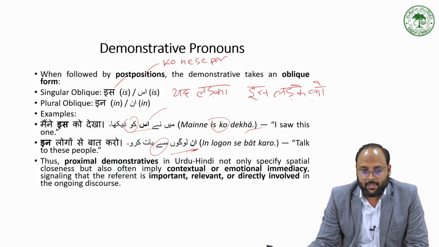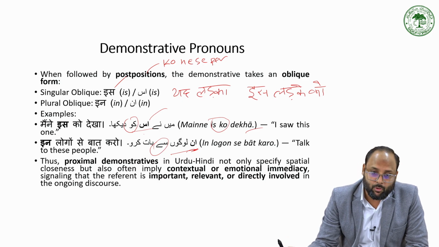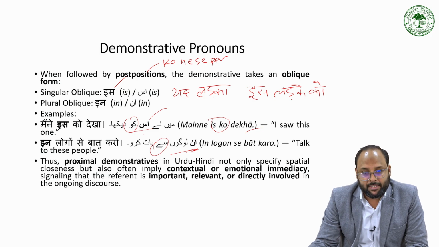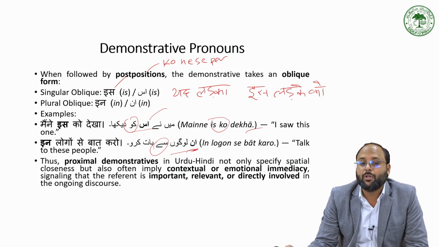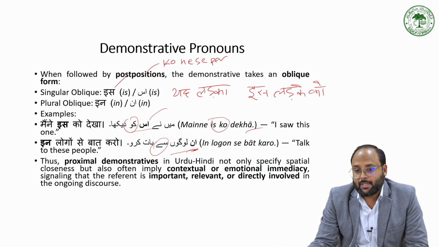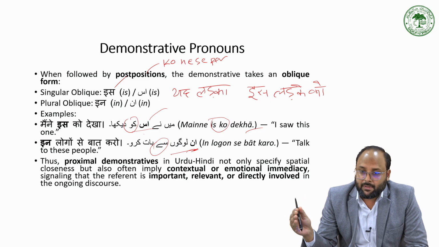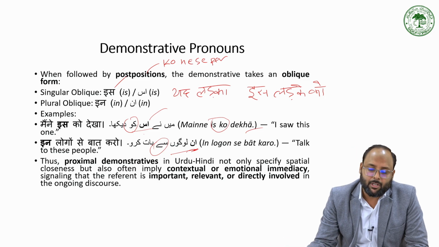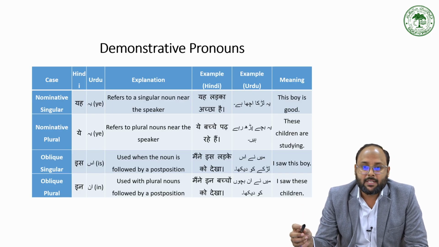The proximal demonstrative in Urdu-Hindi not only specifies spatial closeness but also often implies contextual and emotional immediacy, signaling that the referent is important, relevant, or directly involved in the ongoing discourse. It is not only referring to things which are very near in terms of closeness, but it also expresses contextual and emotional immediacy.